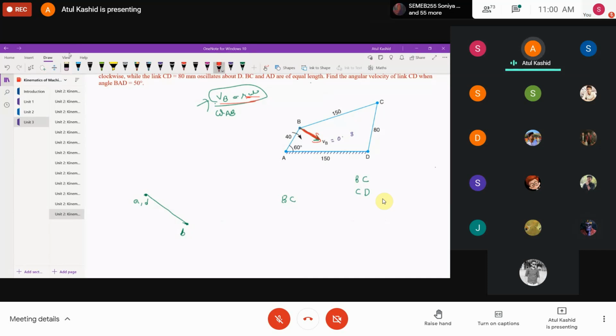Right now I am taking link BC, right? So I have to think from which point I can draw a line, because I know direction for BC will be like this, right? This direction I have to take in the velocity diagram. But from which point should I start, B or C? That depends which point is available in the velocity diagram. Now you can see point B is available, right? Point C is not available.